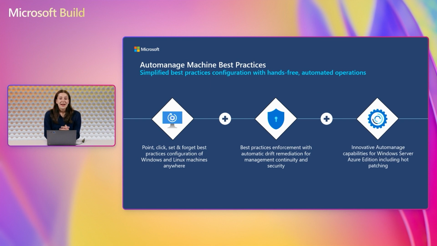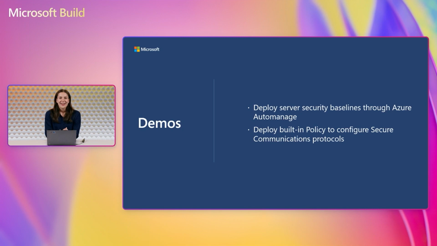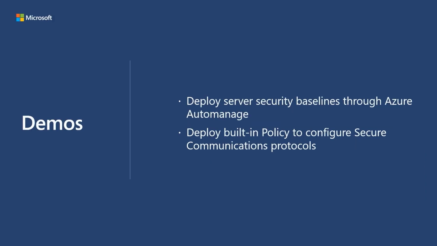Awesome. So again, we're really focused on that point, click, set, and forget for best practice configurations for, again, Windows and Linux servers. And we're also aligning to that idea of automatic drift remediation for management and continuity and security. And we also have a really innovative set of features that'll support Automanage capabilities for Windows Server Azure Edition, which include hot patching. Awesome. So now we're going to head into the demos, and we're going to talk about how to deploy server security baselines through Azure Automanage, and also how to deploy built-in policies to configure secure communication protocols at scale. So now we're going to head into the portal.